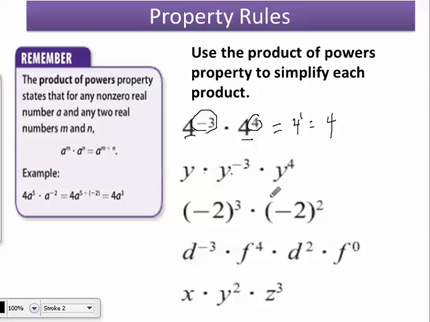Y times y to the third times y to the fourth. I'm just going to add the exponents. This is a 1. 1 and negative 3 is a negative 2, plus 4 is a 2. So this is going to be equal to y squared.